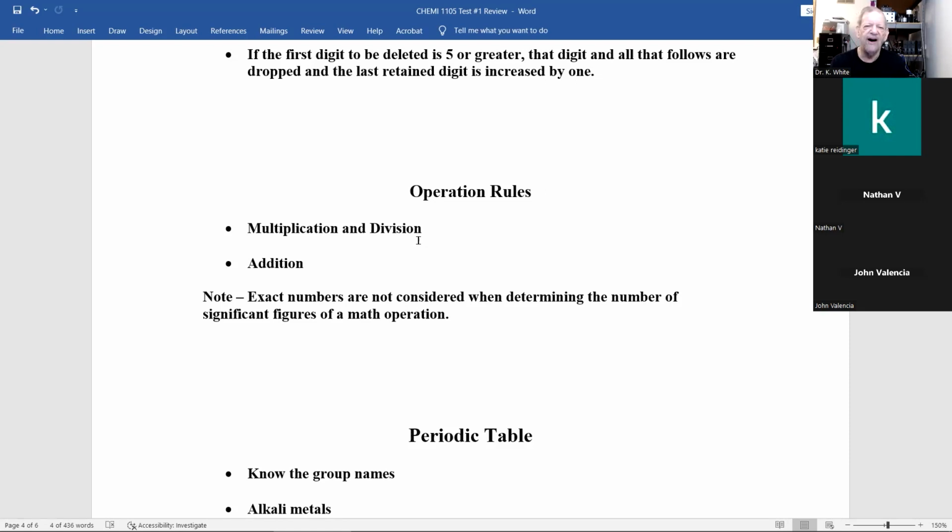But test 1, underneath your name, it will say, please use proper significant figures for all calculated answers. If you don't, I'll take off a point for any question you don't do it correctly.